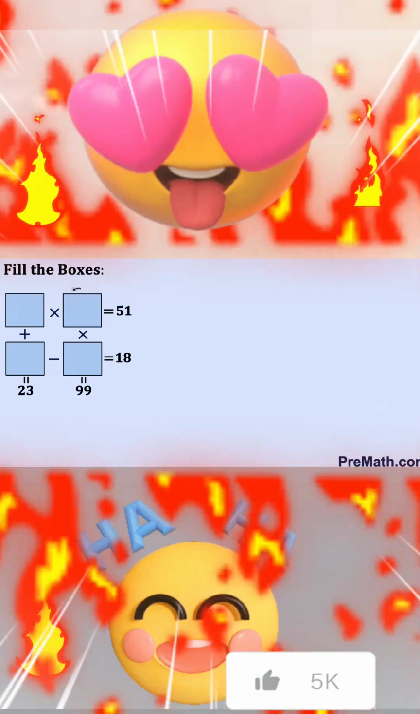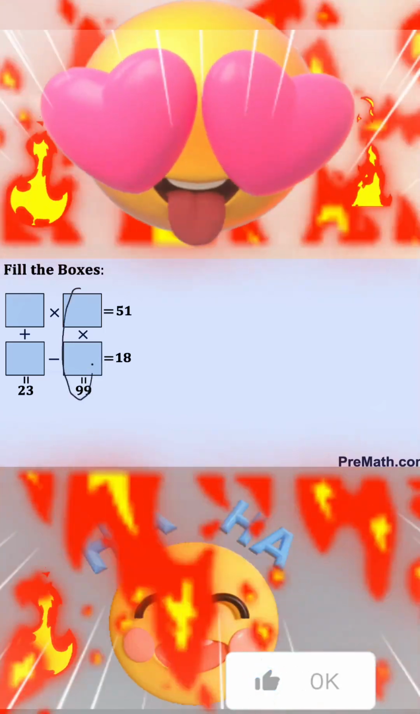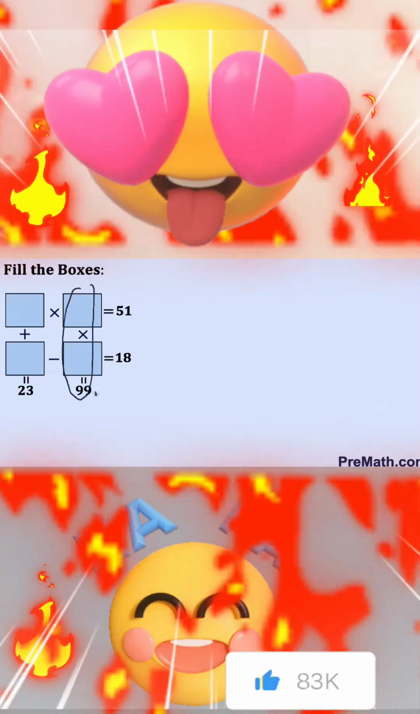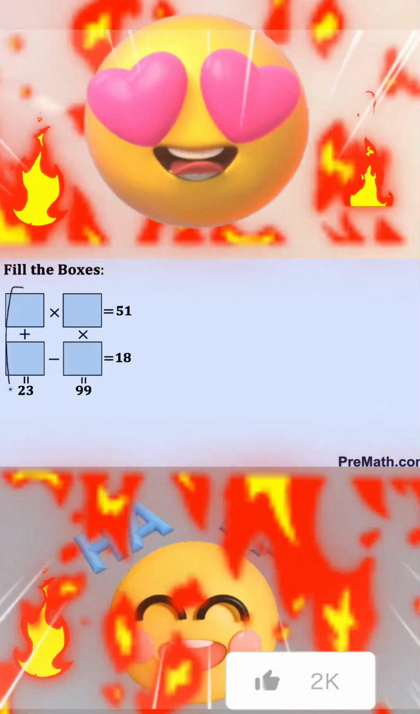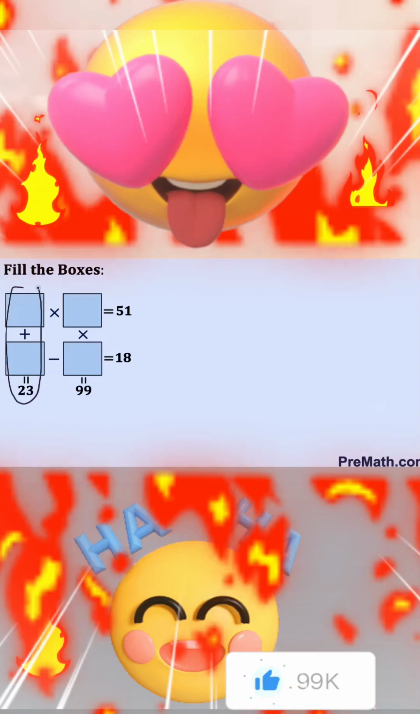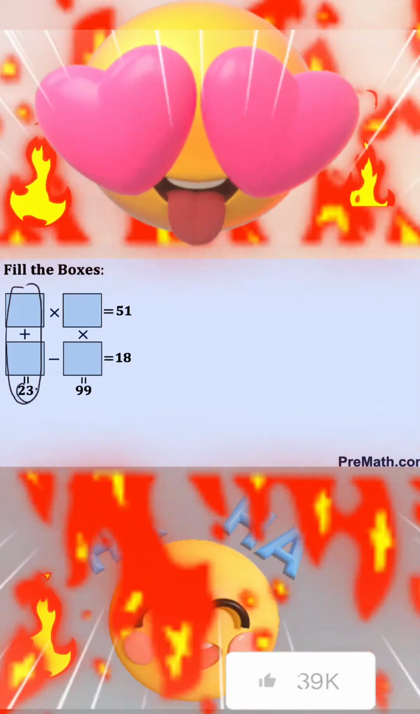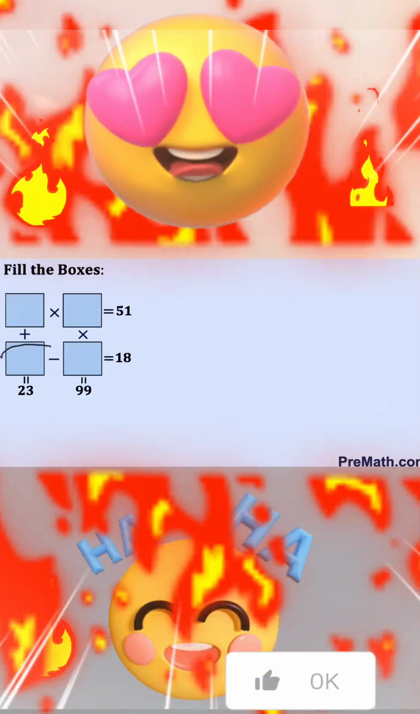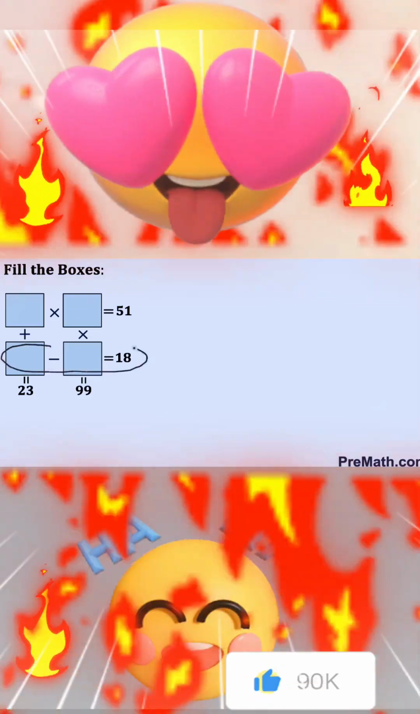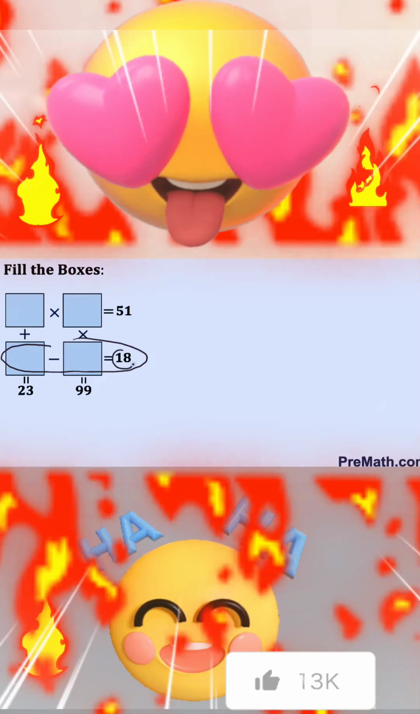And if we multiply these two vertical boxes, we are supposed to get 99. And furthermore, if we add two vertical boxes, we are supposed to get 23. And finally, if we subtract these two horizontal boxes, we are supposed to get 18.